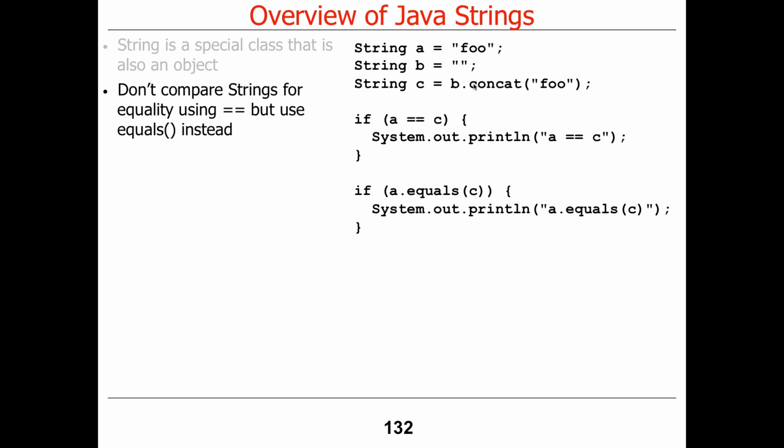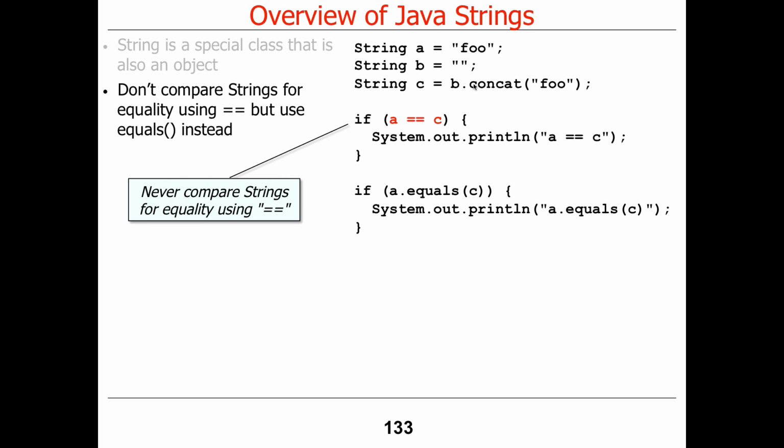So we have string A, which has the characters FOO, for foo. And we have string B, which is just the empty string, a string with no elements in it. And then we say B concat foo. So that's going to create a new string C. And that new string C, of course, is foo, just like string A. But if I say A == C, this will actually fail because they're not pointing to the same strings in memory. They don't point to the same objects.